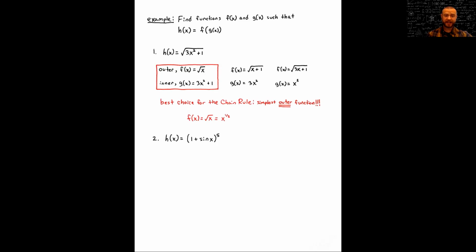All right, let's take a look at a second example. This one, I'll pause and give you an attempt at it. You might feel a little more comfortable having gone through the first example. Identify an appropriate outer and inner function, so find an f of x and a g of x that would work. We'll check in about a minute.